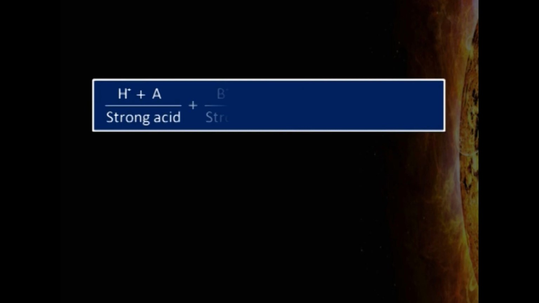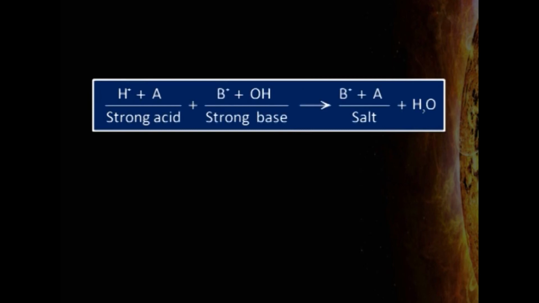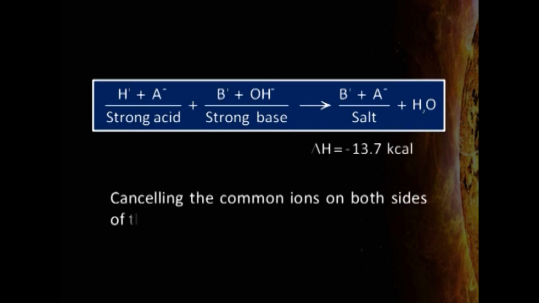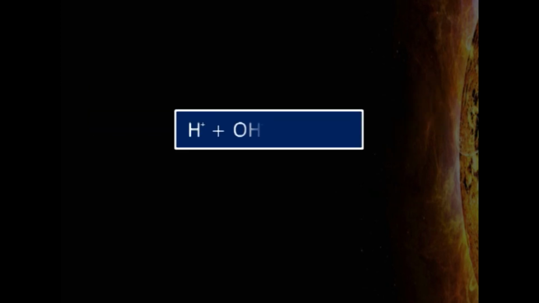Hence, if this strong acid and strong base are mixed in dilute solution, the reaction which will take place will be H+ A- plus B+ OH- giving you B+ A- plus H2O, and delta H of reaction is equal to minus 13.7 kilocalories. Cancelling the common ions on both sides of the equation, we will get H+ plus OH- giving you H2O with delta H equal to minus 13.7 kilocalories. Thus, the heat of neutralization for strong acid and strong base is the heat for the combination of H+ and OH- ions to form H2O liquid. This reaction will remain the same in all the strong acids and strong bases, whatever the acid or base may be.